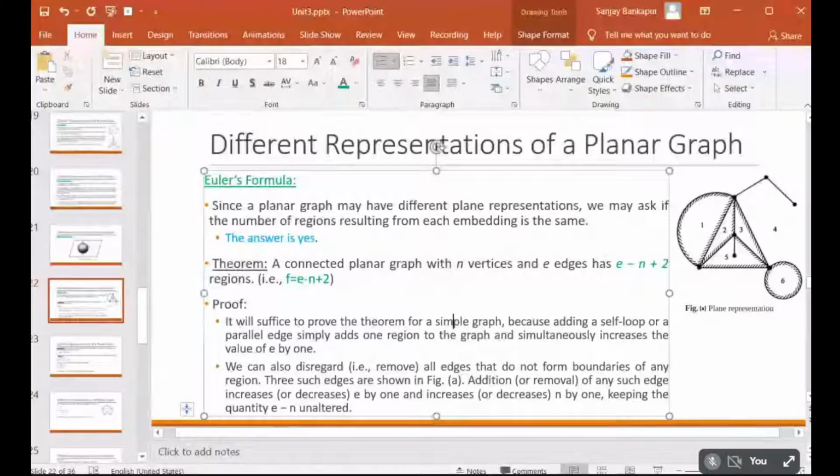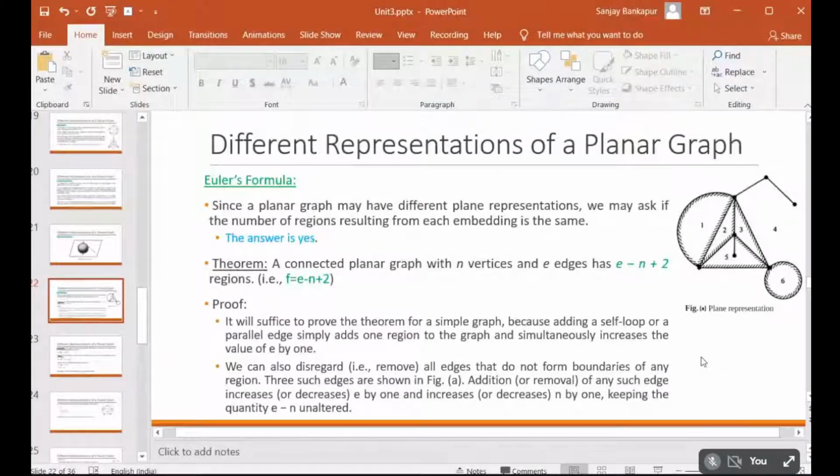This is a very classic, important formula to calculate the number of regions, only for a connected planar graph. Okay? Connected planar graph. It can be a GATE question also, and can come here and there related to this. Any questions, students?